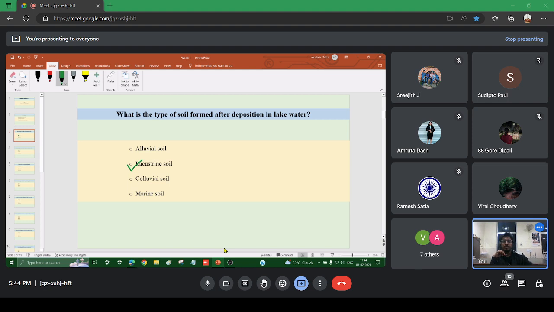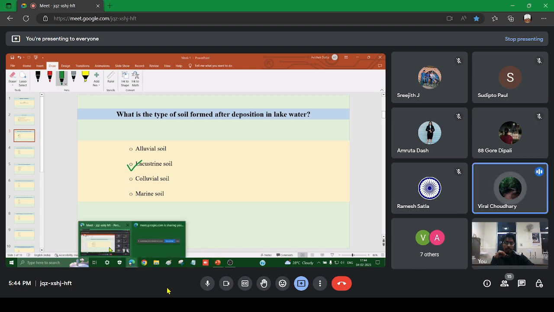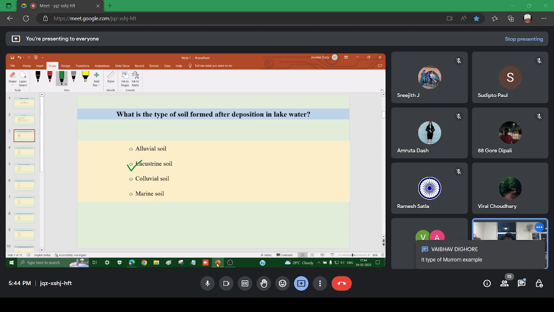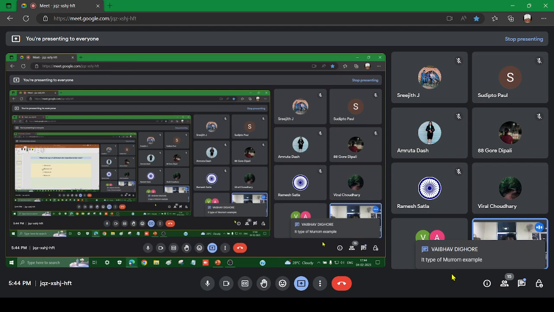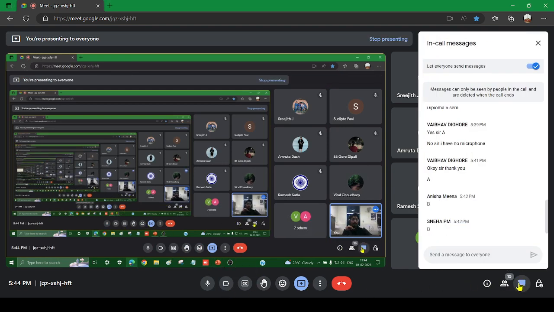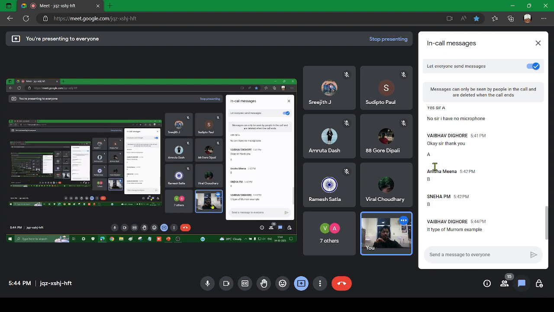Sir, but aren't they talus soil? Yes. Talus soil is due to gravity. Okay, I'll discuss that afterwards. Someone said it is a type of modem example. But Vaibhav, your answer was wrong. It is not A. Yes, I'll be discussing modem, and someone told talus. I'll be discussing that.